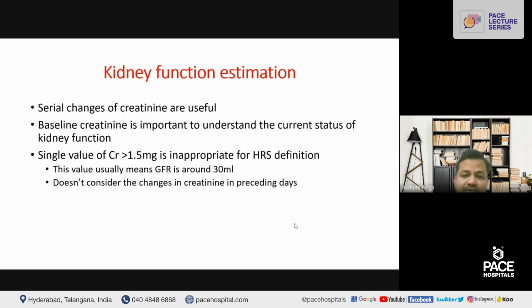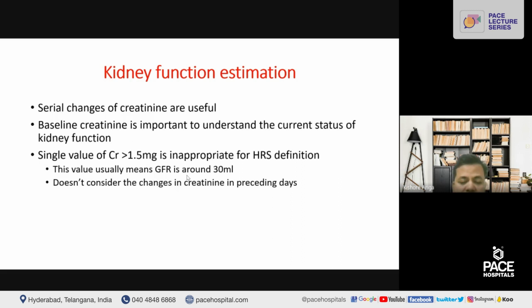In the previous definitions of HRS, the 1996 and 2007 criteria, they used a cutoff of creatinine more than 1.5. But this is inappropriate because this value usually means a GFR of around 30 ml, and it will not tell about what has happened to creatinine in the previous days, whether it has increased from 0.6 to 1.5 or from 0.1 to 1.5.